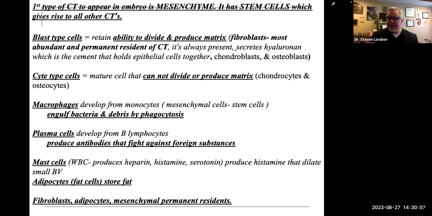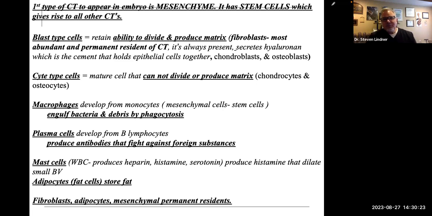Plasma cells develop from B lymphocytes. These plasma cells produce antibodies, and antibodies will attack antigens.